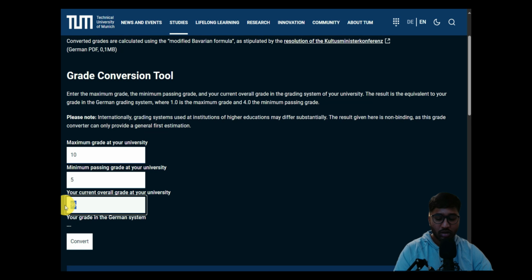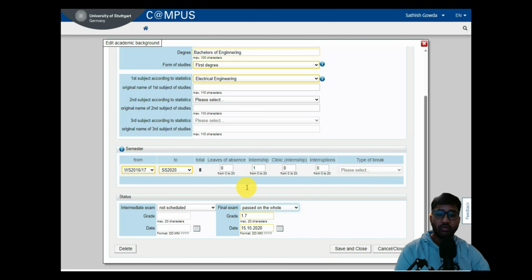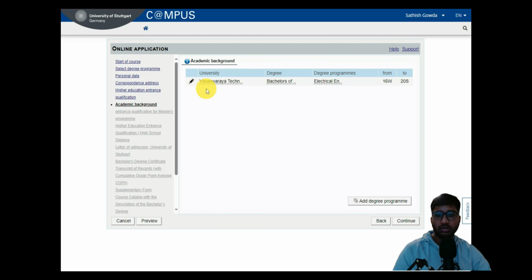Then the CGPA that I got in my bachelor's is 8.8. If I convert it, I get a German GPA of 1.7. That is what I have given here, 1.7. Then the date when you finished is the date in the bachelor's degree certificate, which is mentioned when your bachelor's degree was awarded. Then you can click on save and close. As soon as you save and close, your academic background is finished.